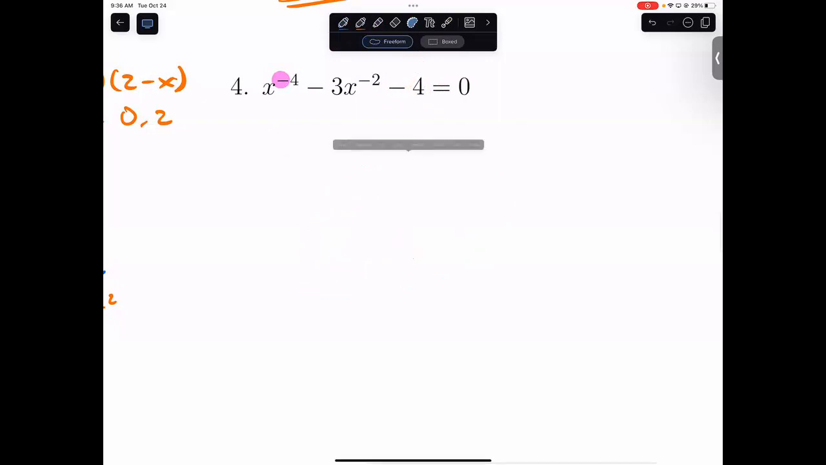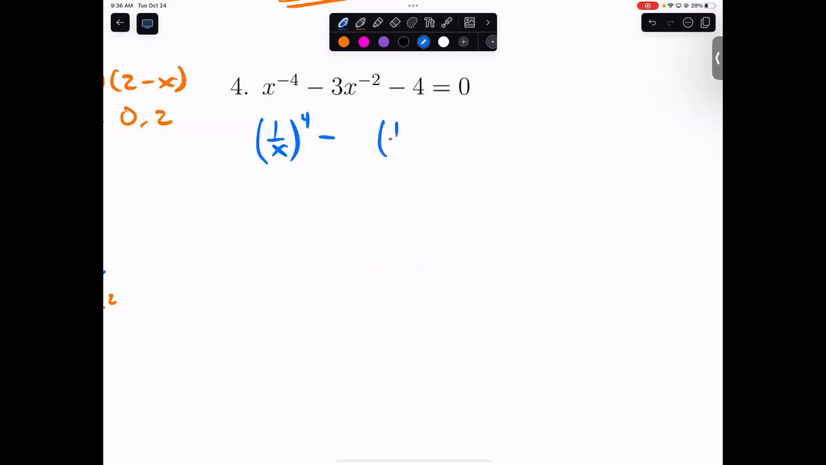So if I'm going to rewrite this whole thing, x to the minus 4 is 1 over x to the 4th. And x to the minus 2 is 1 over x squared. Only there's 3 of them. And then that constant term is just constant.